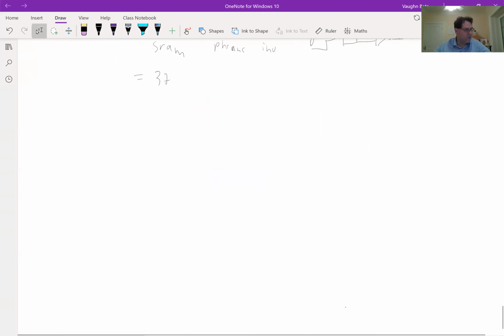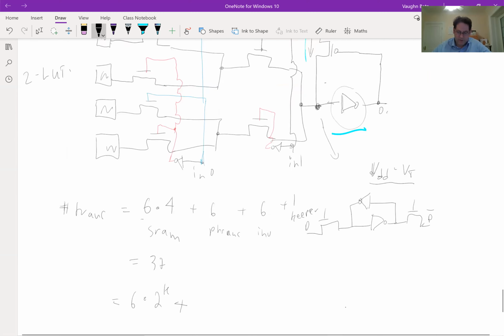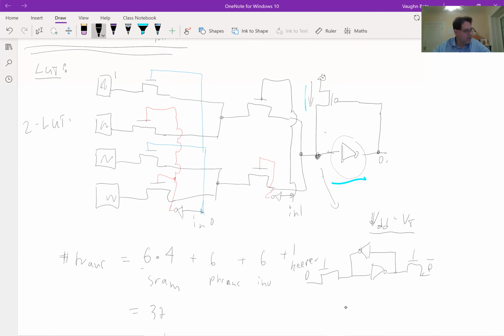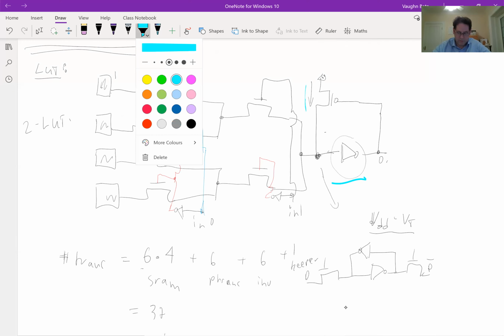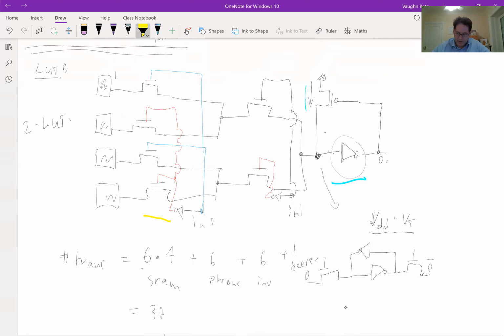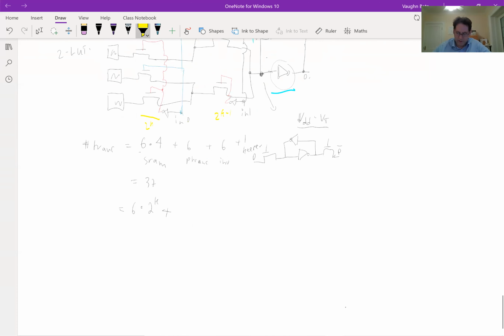All right, but I don't want this just for a 2 input lookup table. I want to get the general form. So the general form is 6 transistors per SRAM cell. We already saw for a K input lookup table, there are 2 to the K SRAM cells. Number of pass transistors: well, basically it's 2 to the K for a K input lookup table in the first level. So in the first level, I've got 2 to the K. In the second level, I've got 2 to the K minus 1 and so on.